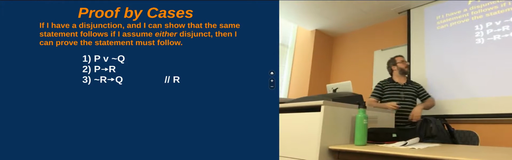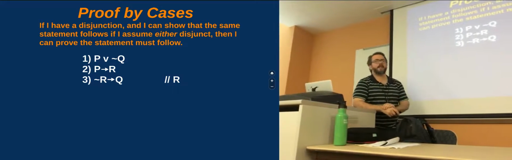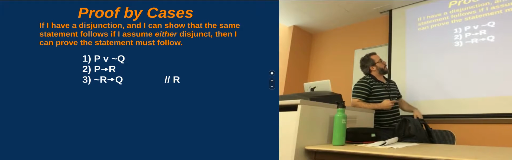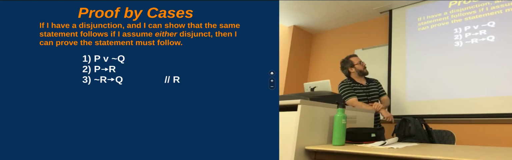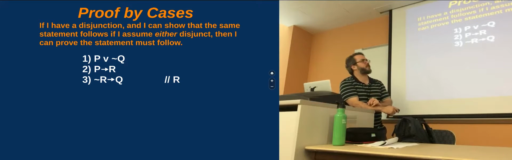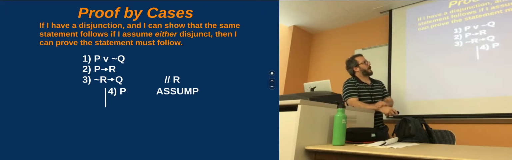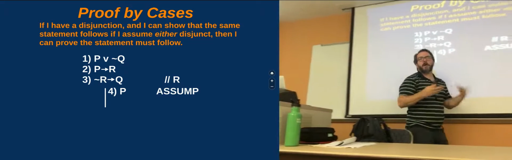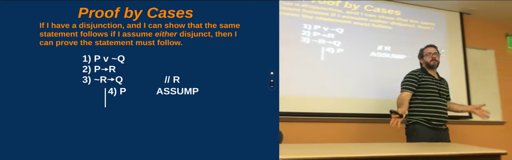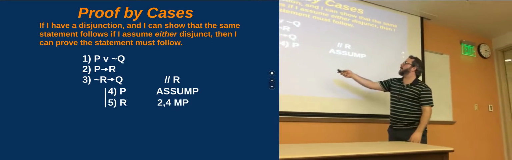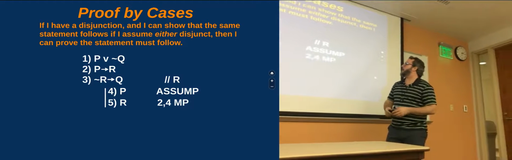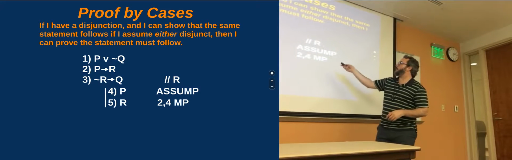That was a very complicated way of saying what I'm about to do right here. So starting with P or not Q, and then I have if P then R, if not R then Q. I want to prove R. It's not really obvious how I can do this just yet. Let's start with an assumption that P. If I have P, what else can I get? R, through modus ponens, right? 2, 4 modus ponens gets me R, and R is what I'm trying to prove.